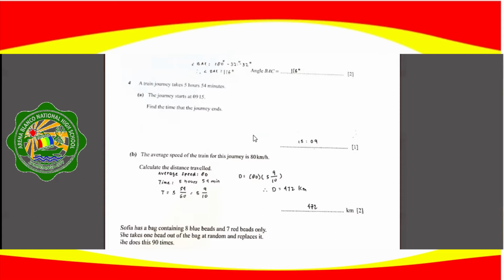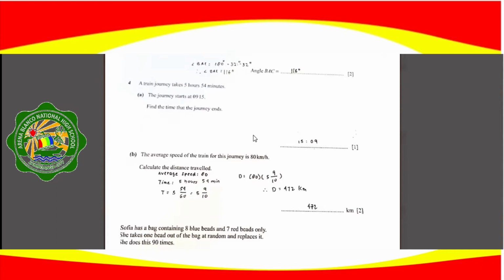Okay, so if you answered 15:09 using the 24-hour format, then that's correct. So suppose you answer in a different way, for example, you answered 3:09 p.m. Your answer will still be correct. Do you understand? Okay. Yes. Proceed. Letter B. The average speed of the train for this journey is 80 km per hour.